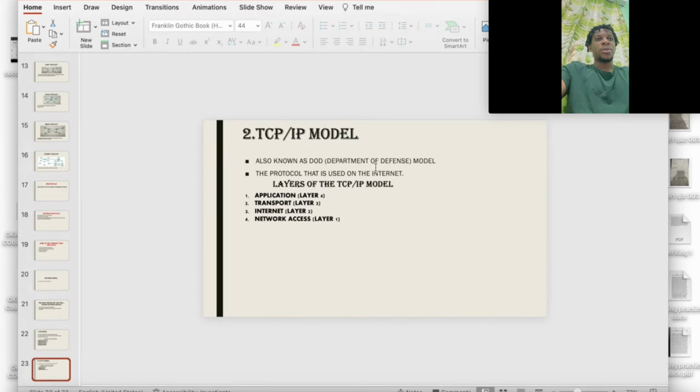Then we'll go to number 2, the TCP/IP model, also known as the DoD, Department of Defense model, the protocol that is used on the internet. Layers of the TCP/IP model: application layer, layer 4; transport layer, layer 3; internet layer, layer 2; and network access layer, layer 1. All the layers of the TCP/IP model.